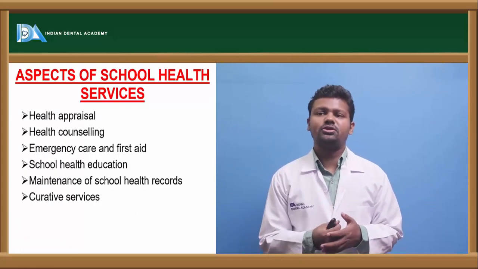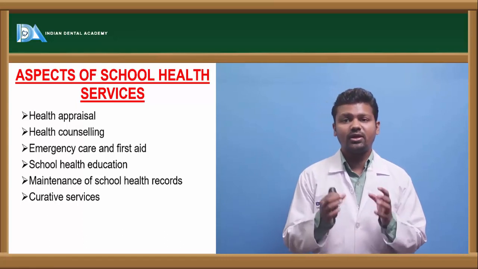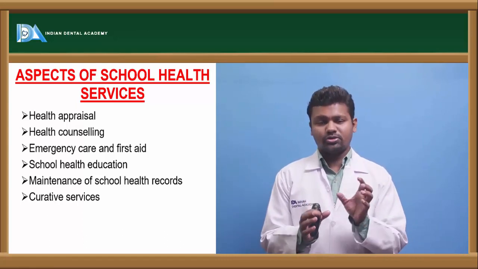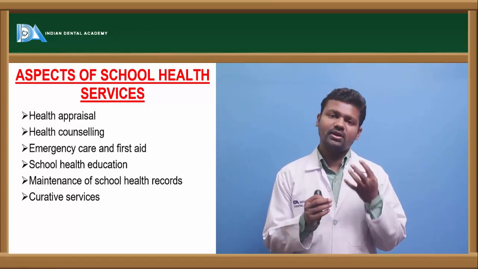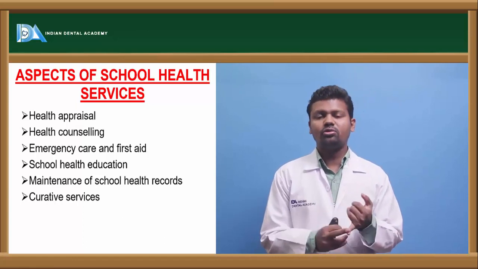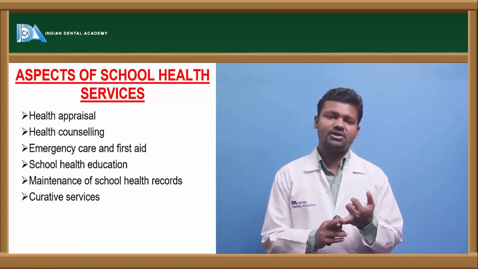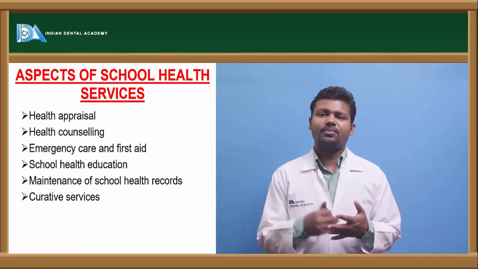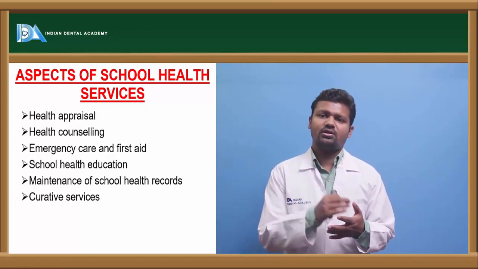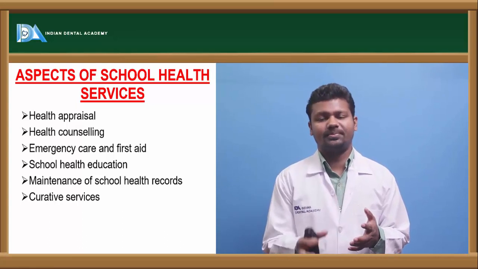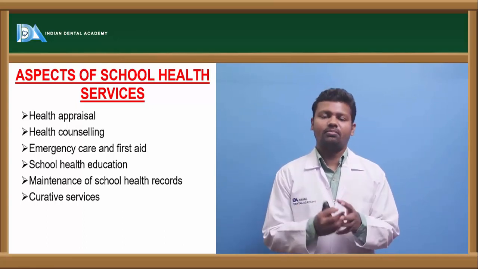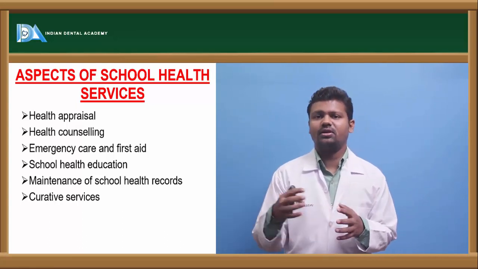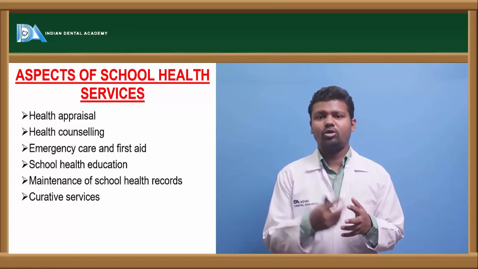The first aspect of the school health services is health appraisal. Health appraisal is a process by which we get to know about the health status of children through parents, teachers, and community workers. After appraisal, there is health counseling. Counseling will always follow the appraisal. Counseling is the method or procedure by which the children are educated about being healthy.